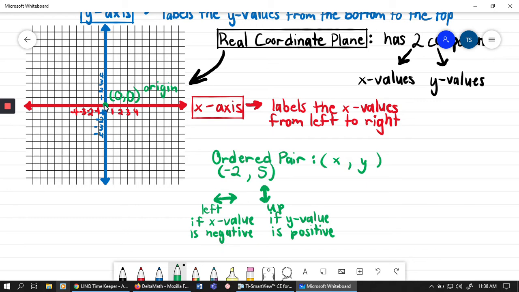So if we start at the origin, where you see this green dot right now, you only want to make two motions. You want to move left 2 from this green dot. So if you move left 2, that's 1, 2, and you also want to move up 5. So again, there's going to be two motions. You're going to move from this origin, the 0, 0, left 2, 1, 2, and you're going to move up 5. That's 1, 2, 3, 4, 5.